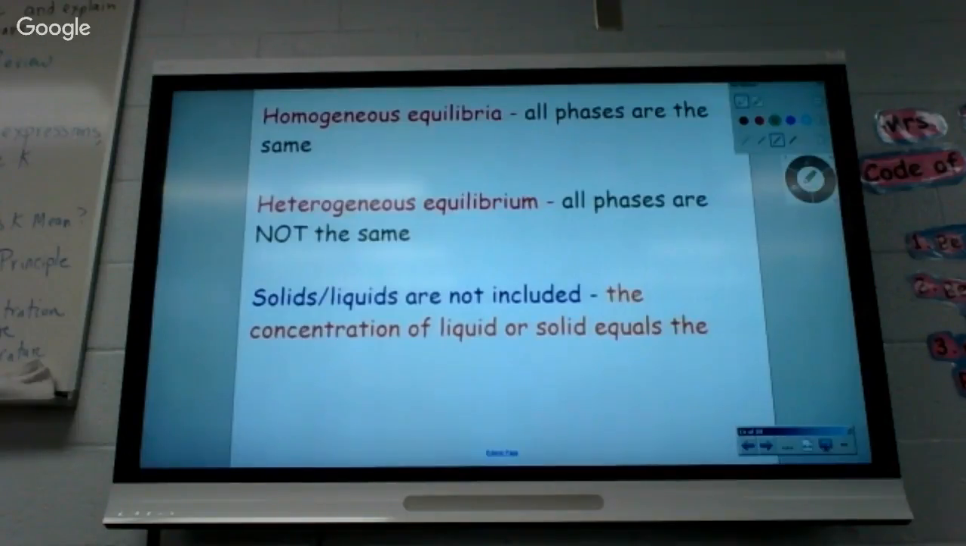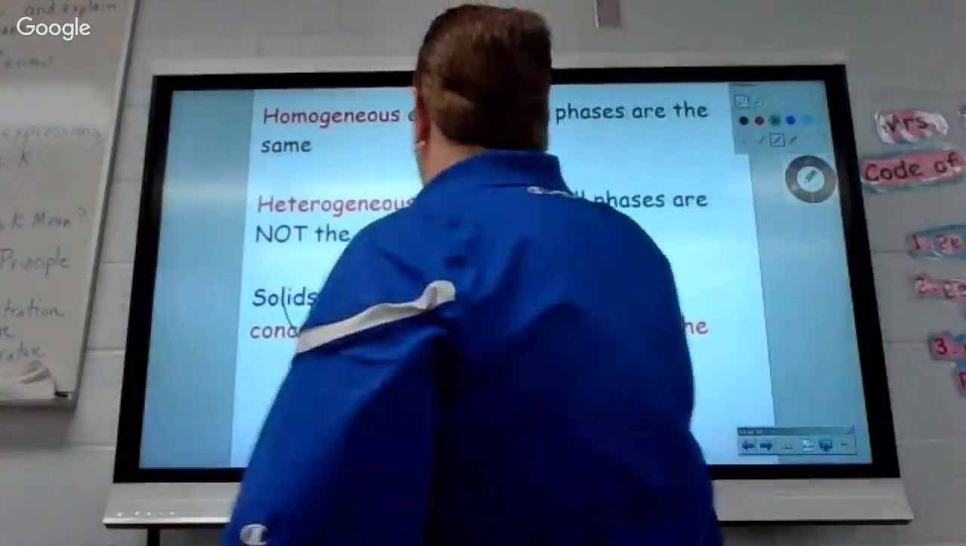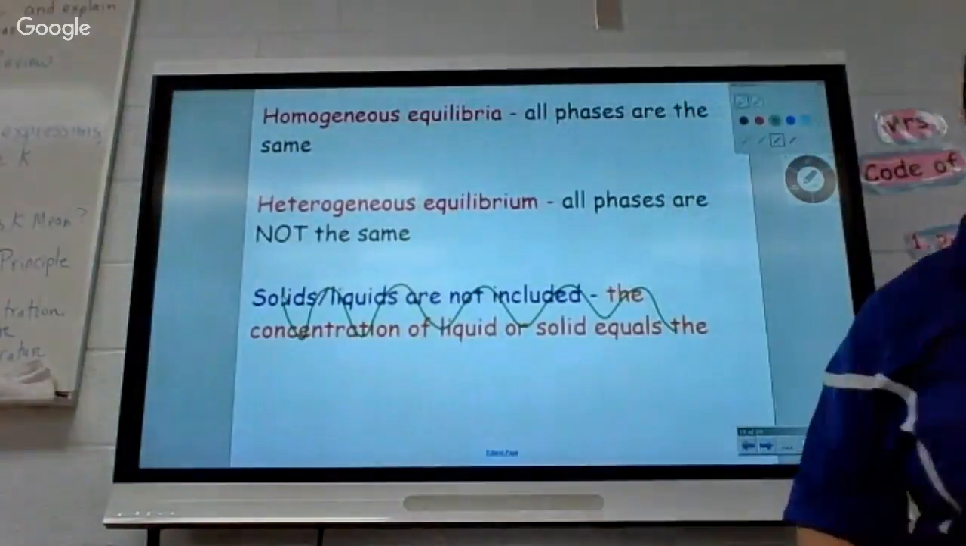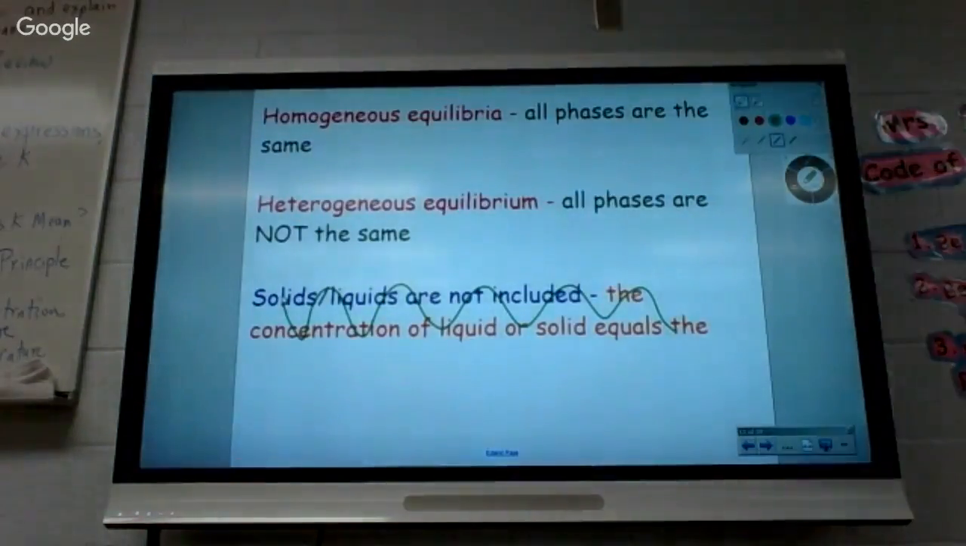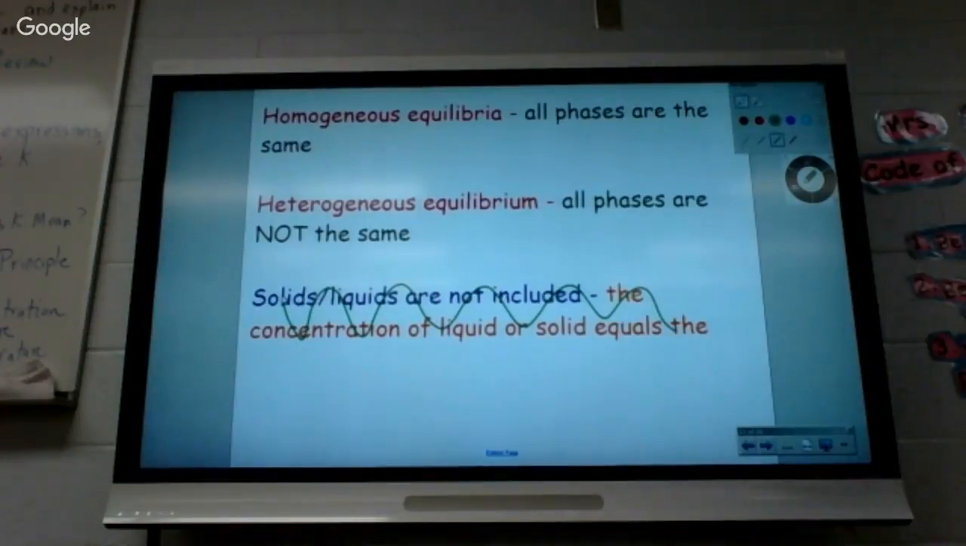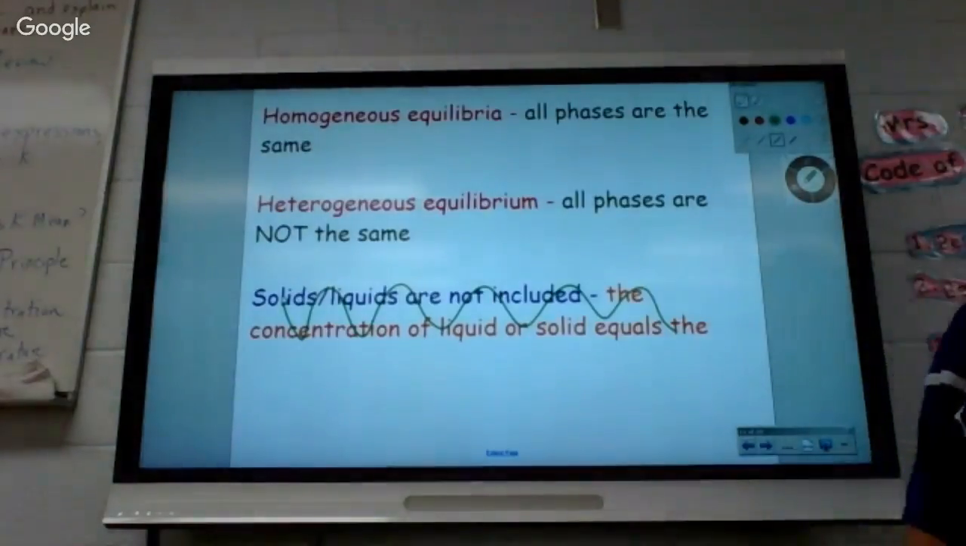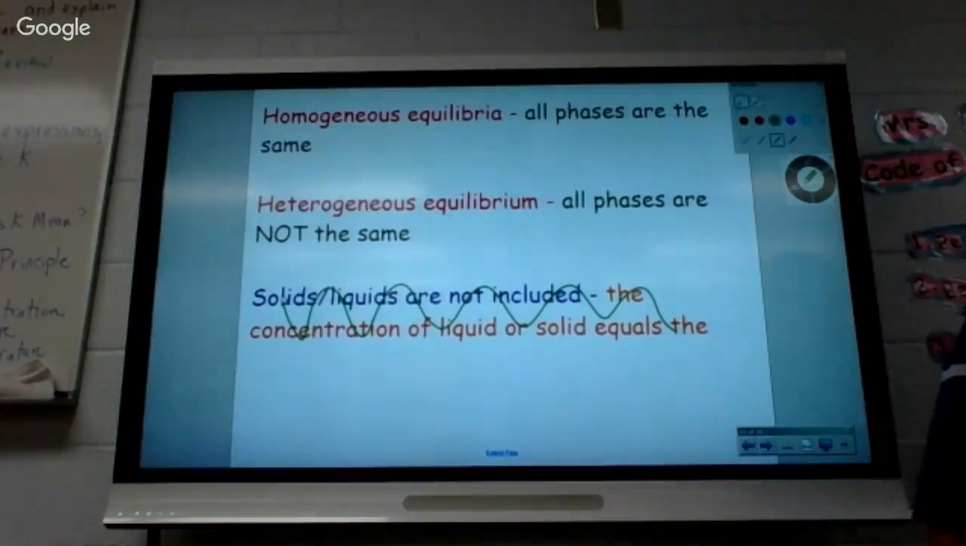All right, so heterogeneous equilibrium. That means all the phases are not the same. So where could you find something that's heterogeneous? The second one, because it has solids and gases. That's all that means if you see those terms on the exam. I wouldn't think you would, but you might. So now you've been exposed to that. Homogeneous means the same states, and heterogeneous means different states. Everybody okay with that?